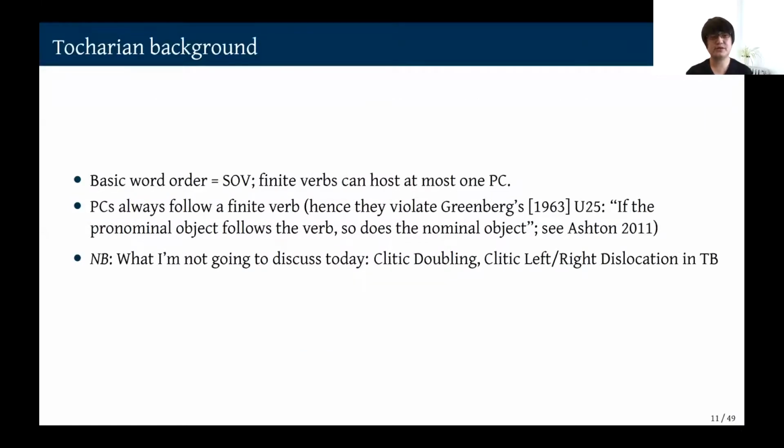The basic word order of Tocharian is SOV. Finite verbs can host at most one pronominal clitic. PCs always follow a finite verb, and therefore they violate Greenberg's Universal 25, which states: if the pronominal object follows the verb, so does the nominal object. Ashton 2011 has an analysis on this topic.